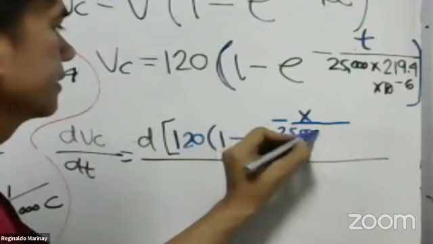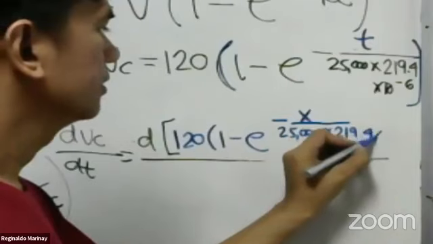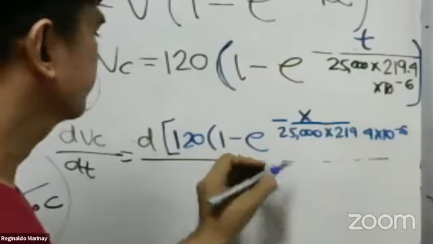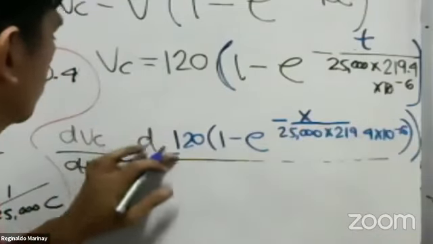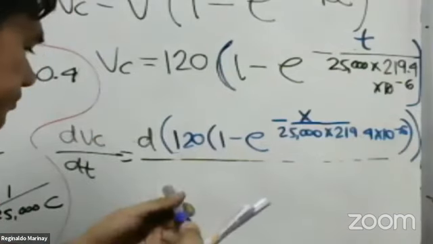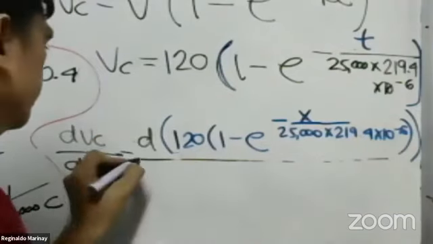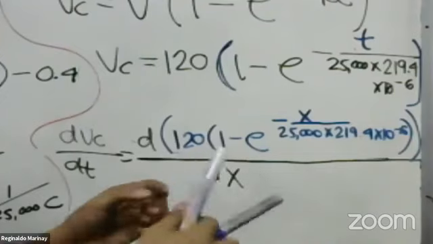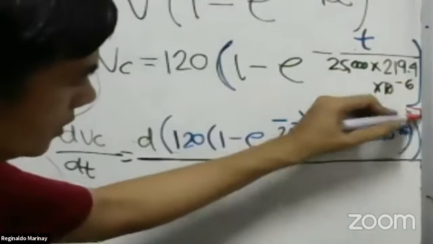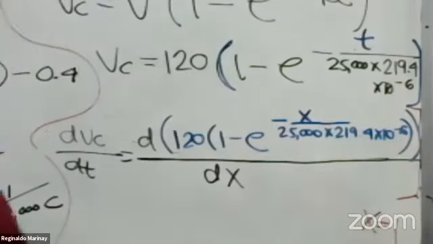25,000, so again times 219.4 times 10 raised to negative 6. Then another bracket or parenthesis in your calculator. This is, of course, with respect to X. And then there is a line here, X will be equal to 1. What will be your answer?